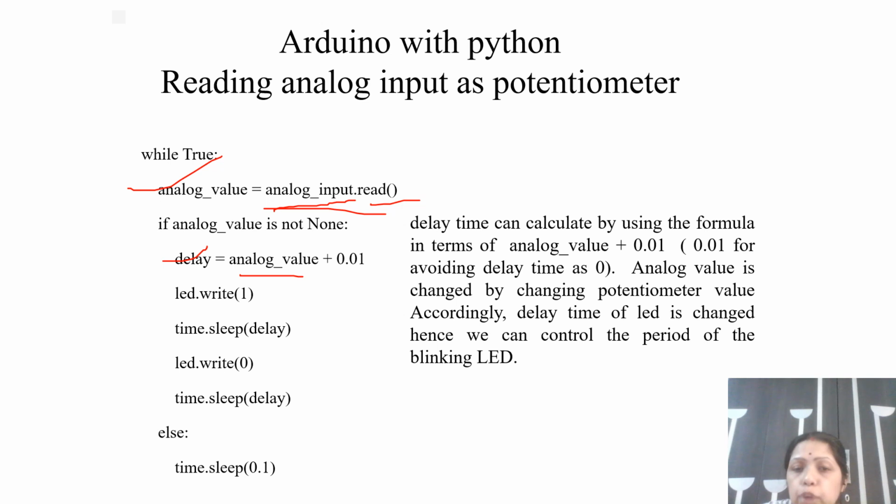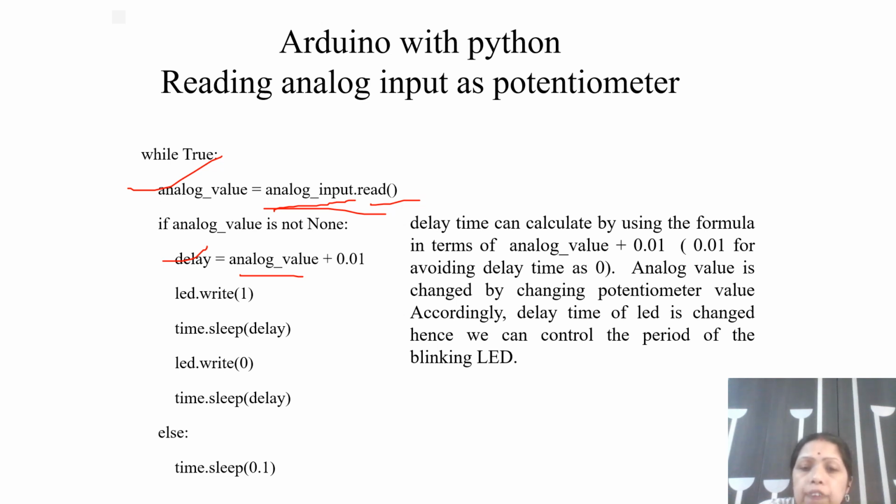Analog value plus 0.01. Because if the analog value is 0, the delay time will be 0, so it will not be feasible, right? So for that, we add 0.01 to the analog value. After that, I'm storing the delay time from the analog value in a delay variable.